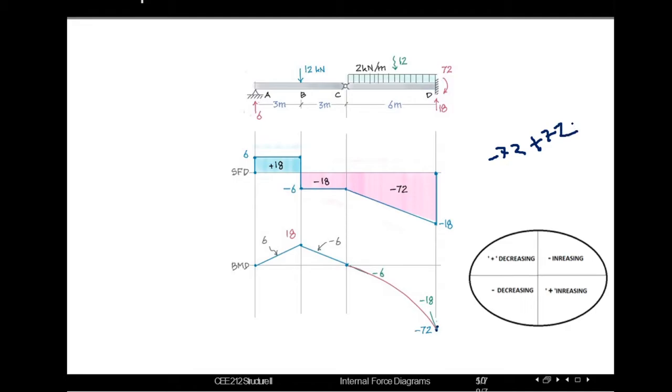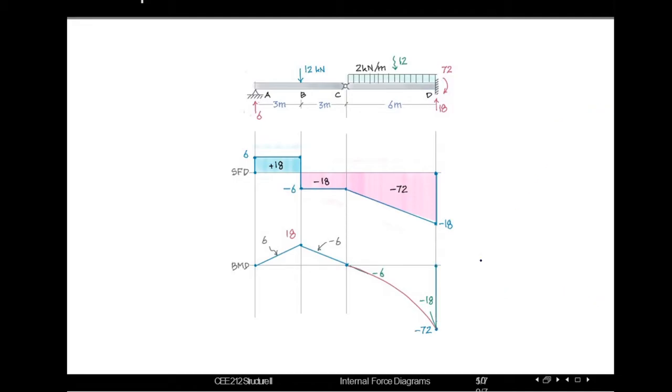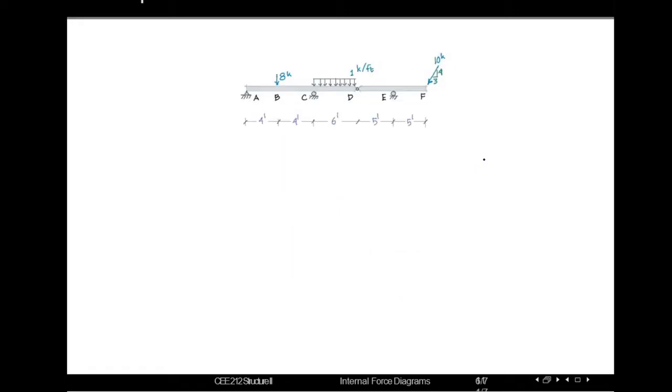In total it will be 0. So we need to move towards the 0 point. In this way we can conclude the bending moment diagram for example 8. Now example 9 is actually the same. I hope you'll be able to solve this problem.